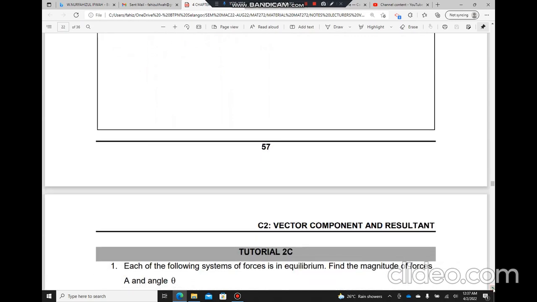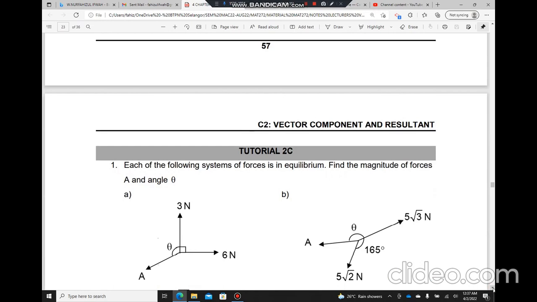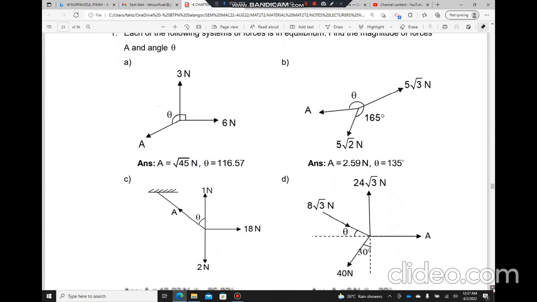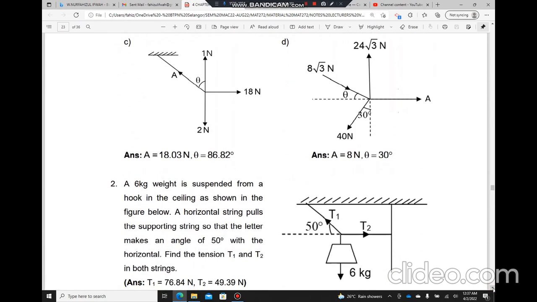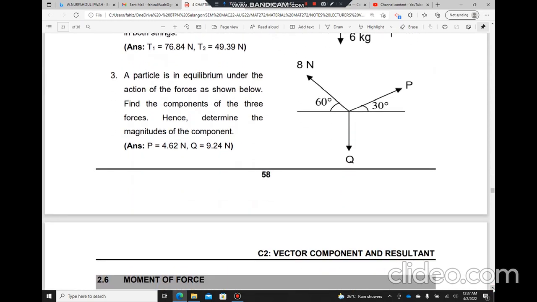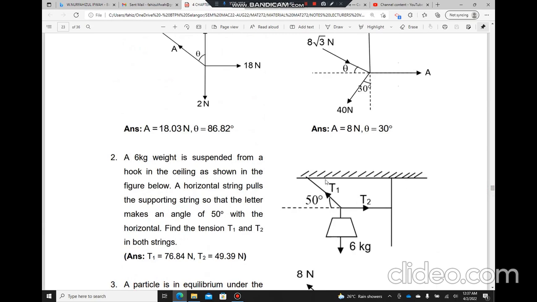Okay, so for this topic you can complete tutorial 2C. So ini ada question and answer. Okay, so you can try to solve it and then check the answer.